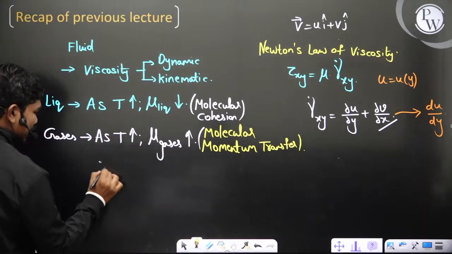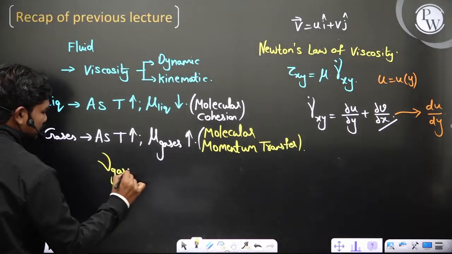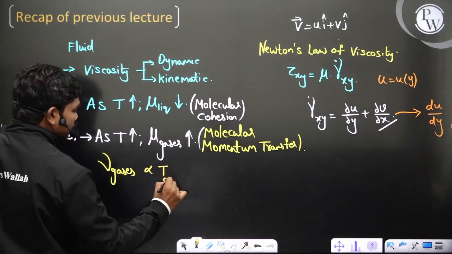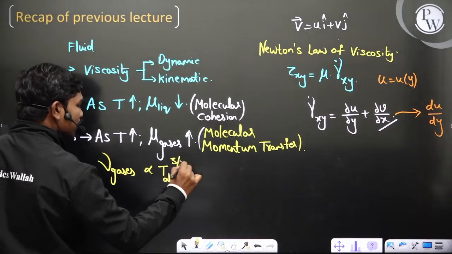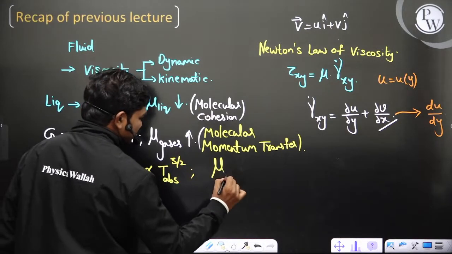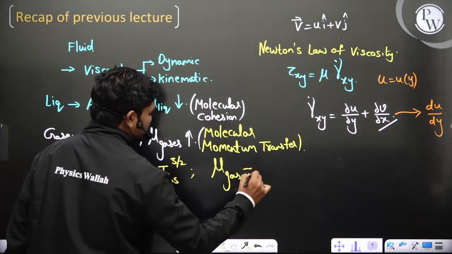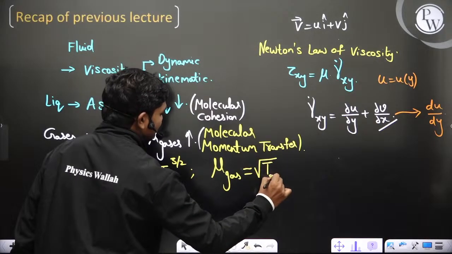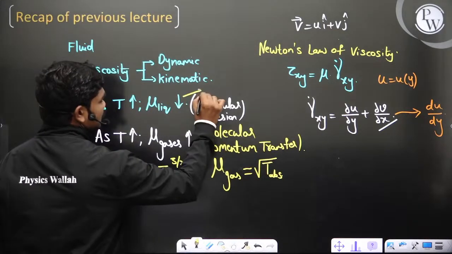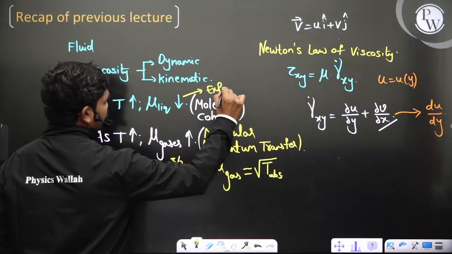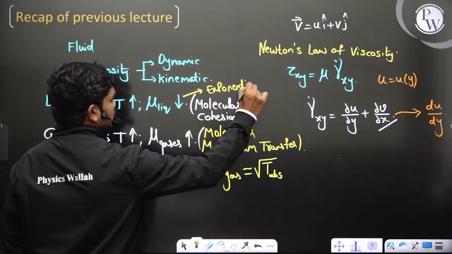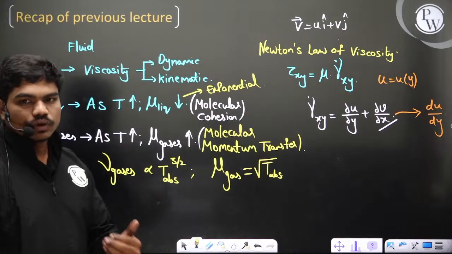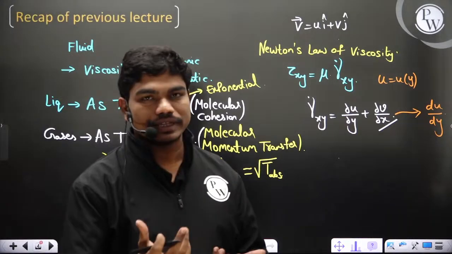You have also seen that the kinematic viscosity of gases is proportional to T absolute to the power 3 by 2. We have seen this equation. And the dynamic viscosity of gases is approximately proportional to the square root of T absolute, and of course this relation is exponential. So we have seen how things change with respect to density and all.